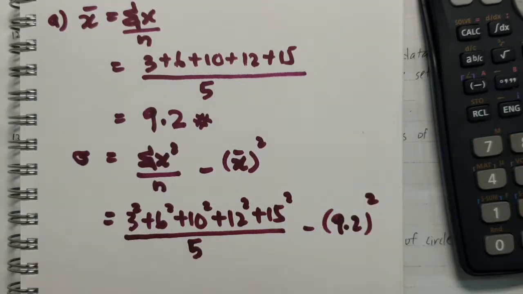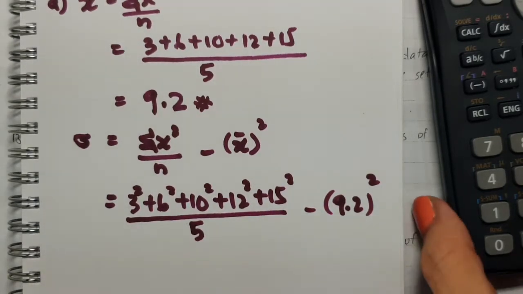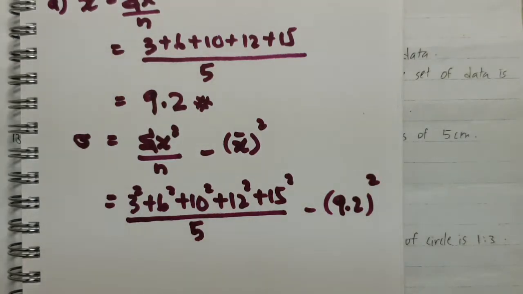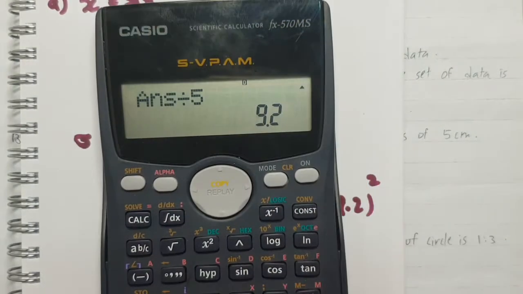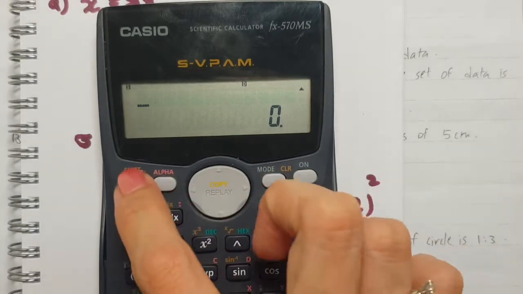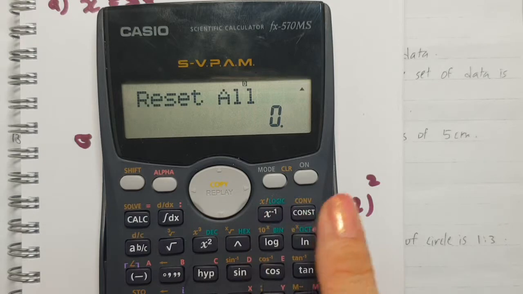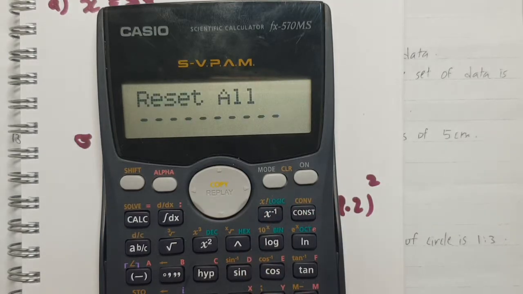Actually, the working we just show, then the detail we don't need to show. In fact, we can use the calculator to key in the formula and let the calculator calculate for us. Okay, what do I mean? Basically, we can use the function of the calculator. Let's clear everything first. Shift mode, so that we can reset everything. No memory is in the calculator.